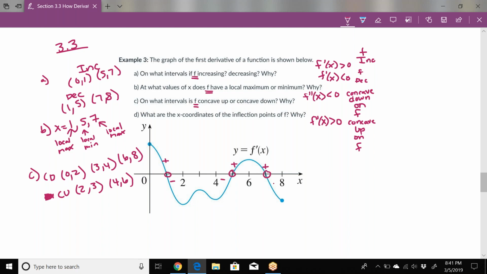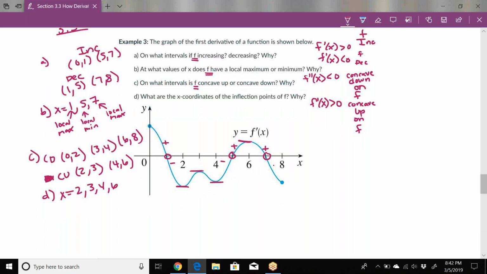And then it says, what are the x-coordinates of the inflection points? Remember, those would be places where f prime of x is equal to 0. So remember, we said those were those little max and mins on the first derivative. So that happened at 2, 3, 4, and 6. So I apologize for making that boo-boo in class.